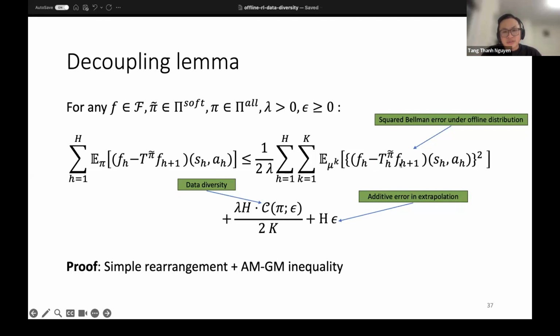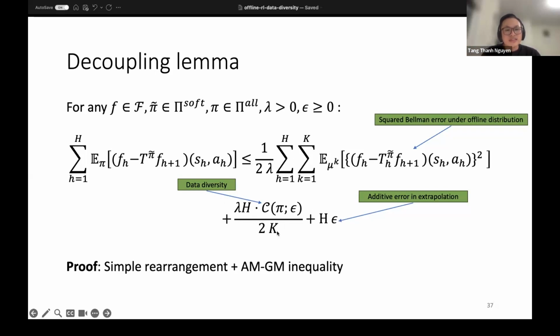The first component is the squared Bellman error under the offline data distribution. Let me recall that mu is the behavior policy that collected the offline data, and T is the Bellman operator. The second component is the data diversity measure that we have presented, C pi epsilon, 1 over k. The third component is some small additive error in extrapolation, epsilon, which we can totally control.